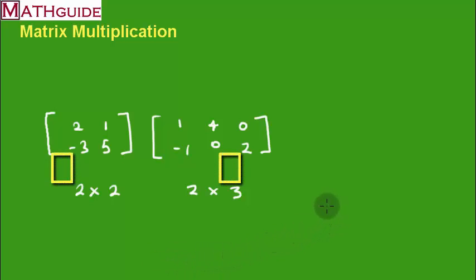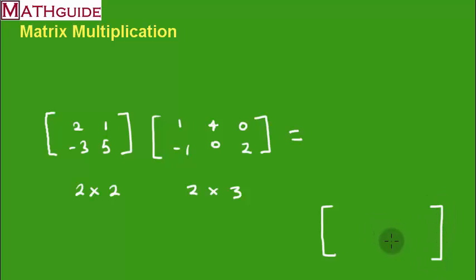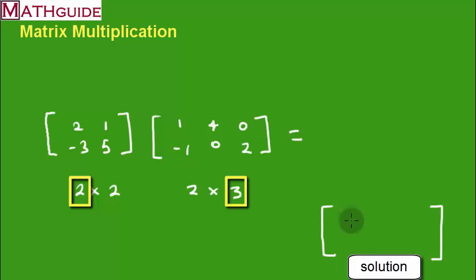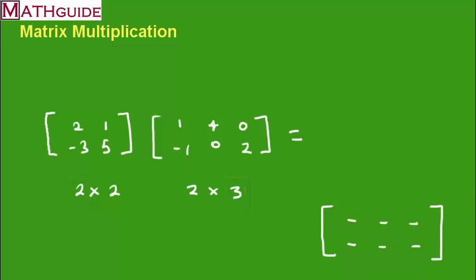Let's talk about the size of the answer. When we multiply these 2 matrices, we're going to get a matrix answer. What are the dimensions of the solution matrix? Well, you use the outside numbers. So I know that this matrix is going to be a 2 by 3 matrix. That means it's going to have 2 rows and it's going to have 3 columns.